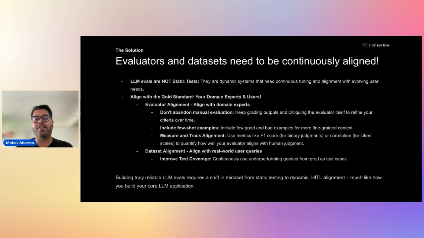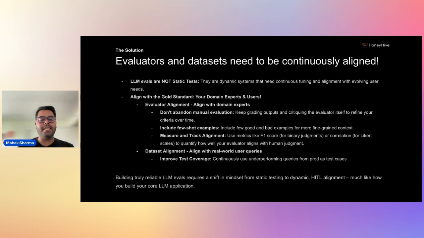The second thing that we found really useful is actually including a lot of good and bad few-shot examples into your evaluator template itself. This just grounds the model, gives it more fine-grained context for it to be able to evaluate both the positive scenarios as well as the negative scenarios over time.